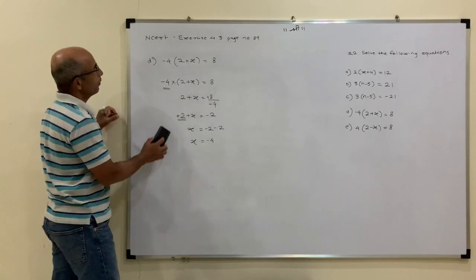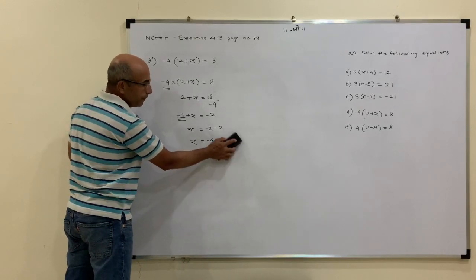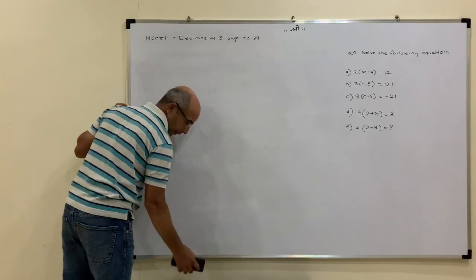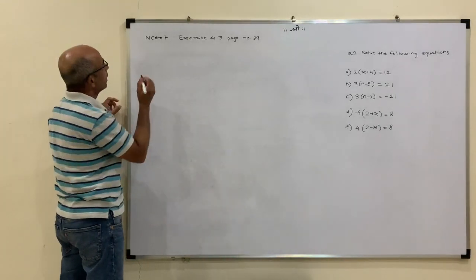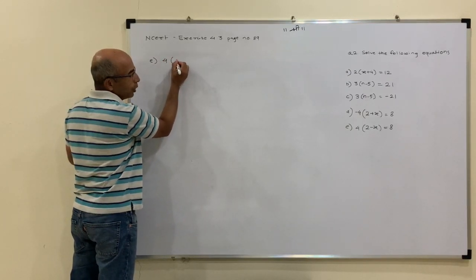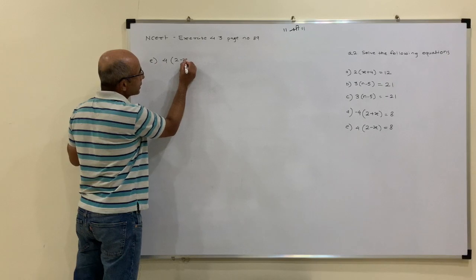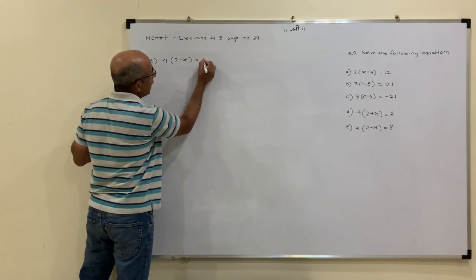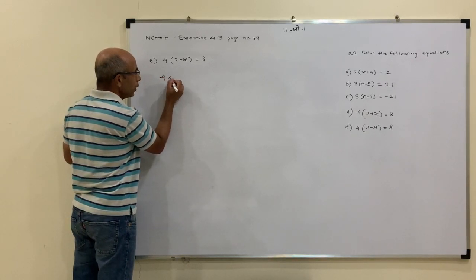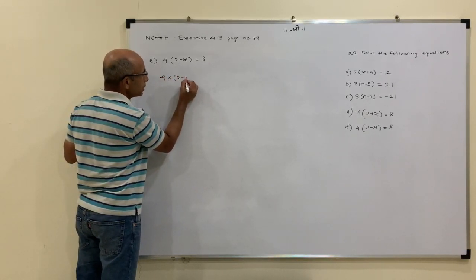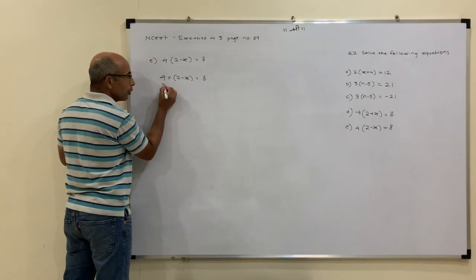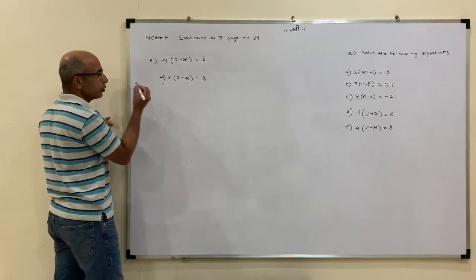So now let's move on to the next problem, E. 4 into 2 minus x equals to 8. Now again I'll rewrite this as 4 into 2 minus x equals to 8. Now again I am going to transpose this 4 onto the right hand side.